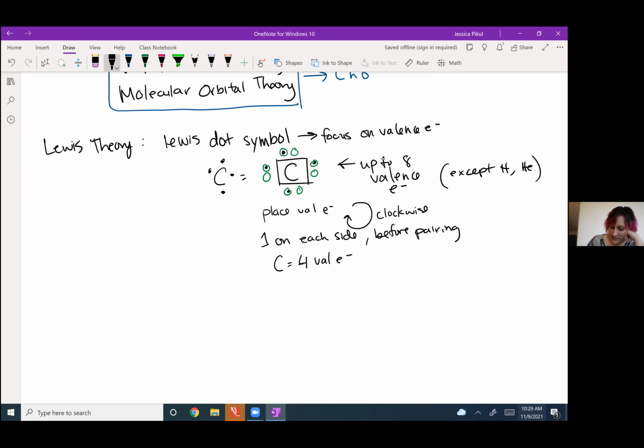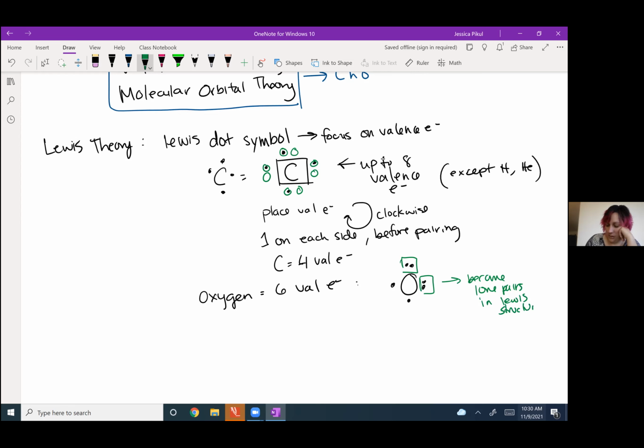If instead I had oxygen, which has 6 valence electrons, then I would write the oxygen symbol O. I'd start at the top and work around: 1, 2, 3, 4. Now I start pairing: 5, 6. These paired electrons will typically become lone pairs in our Lewis structures. And the unpaired ones right here are typically the ones that will form bonds.